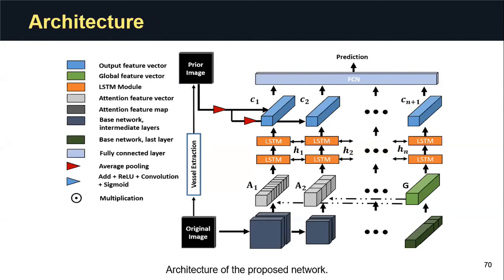So the architecture is like this. The baseline architecture is a 5-level VGG16 architecture. We input the original image, and these are different layers of the architecture. For each layer, we extract an attention feature vector, and we input this attention feature vector into LSTM, and then we aggregate them together to make a final prediction.